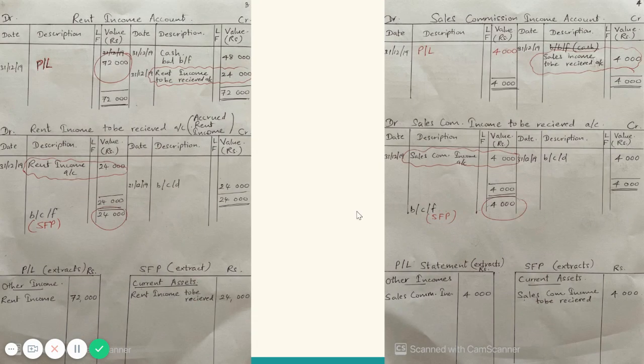sales commission income account credit 4,000 rupees. So these are the ways that we are going to record the entries in the relevant ledger account.